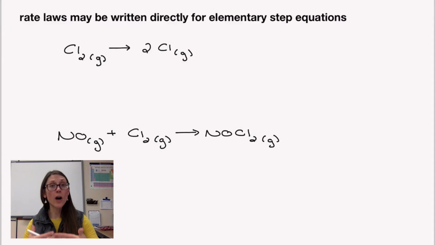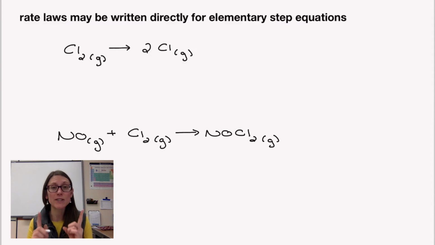If you know an elementary step, you can actually write the rate law directly from looking at that elementary step's reaction equation. When we looked at finding rate laws earlier in this unit, we said that we had to use experimental evidence because you cannot deduce the rate law from an overall balanced chemical equation. But now we're talking about a mechanism. Now we're talking about an elementary step that actually tells you which atoms and particles are colliding with one another.